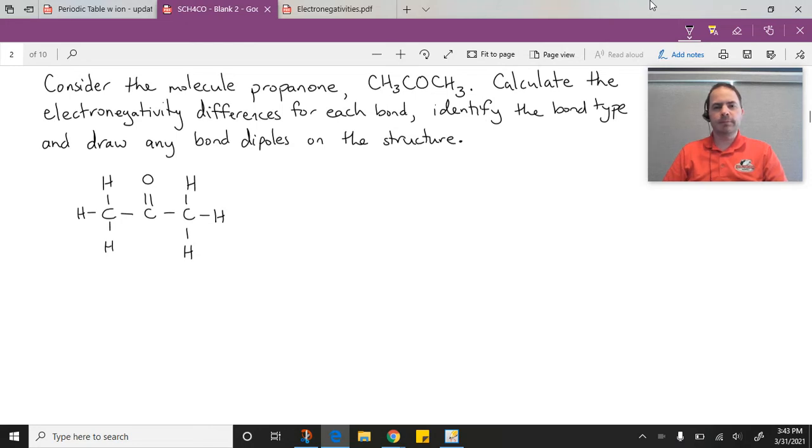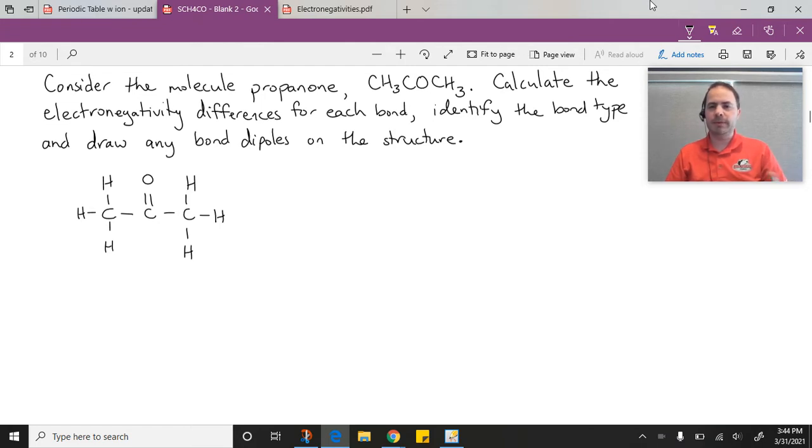We're learning about polar and nonpolar bonds right now, and it's important to be able to distinguish between the two. It helps us better understand properties of molecules. And so we're going to take a look at this organic molecule called propanone, which is C3H6O. And we are going to try and figure out the electronegativity differences for each bond.